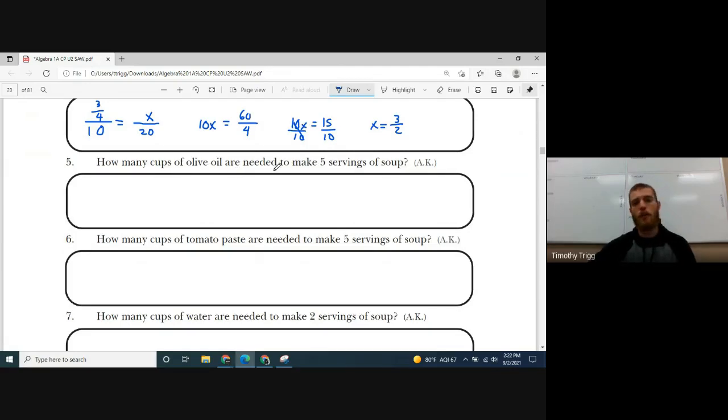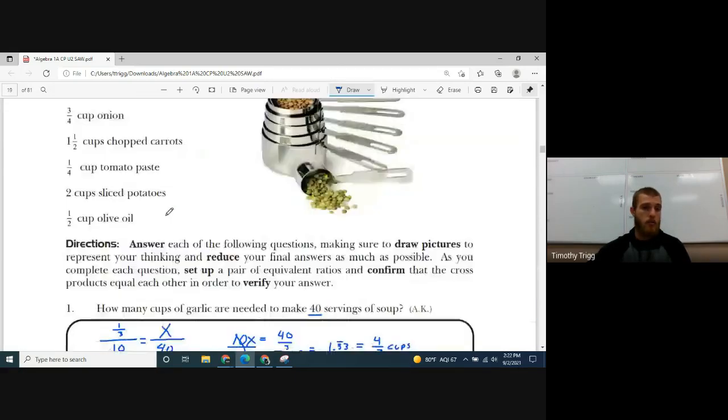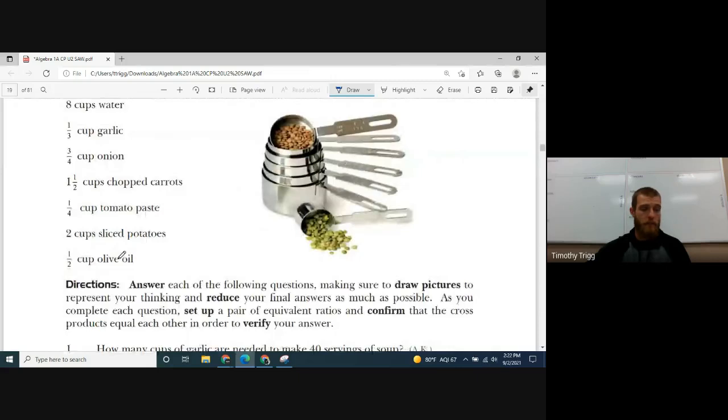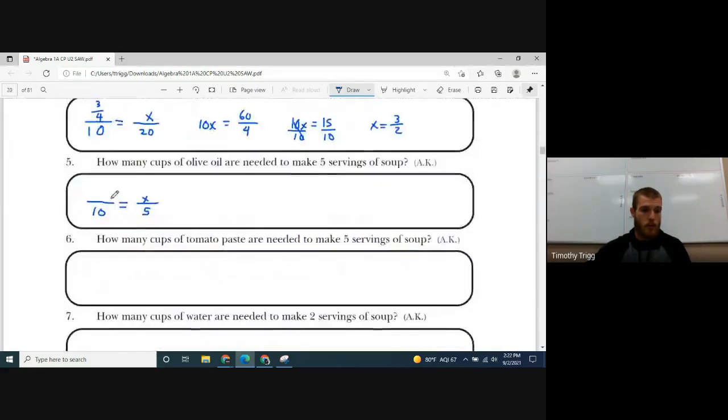How many cups of olive oil are needed to make 5 servings? So this time we're cutting the recipe. We're cutting the recipe in half. So instead of 10 servings, I only want 5 servings. And I want to know how many cups of olive oil. So we'd go to olive oil, half a cup for 10 servings. How many cups for 5 servings?